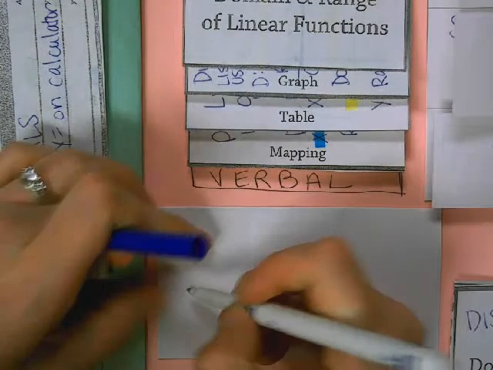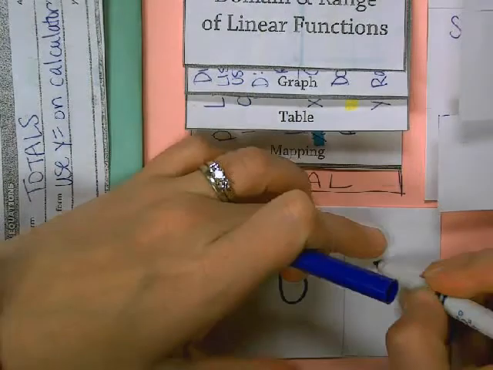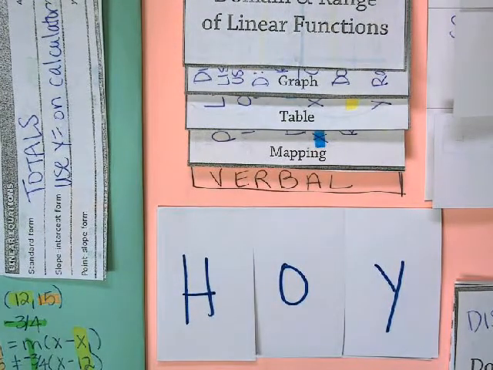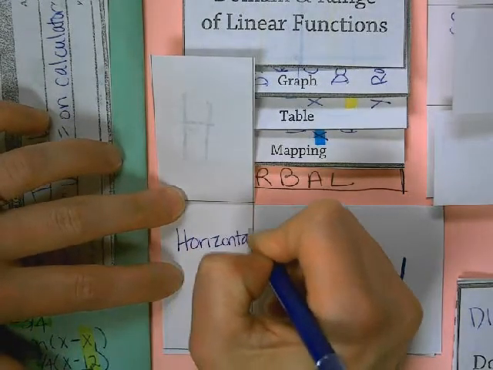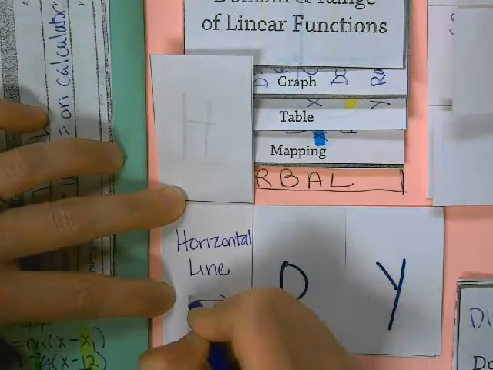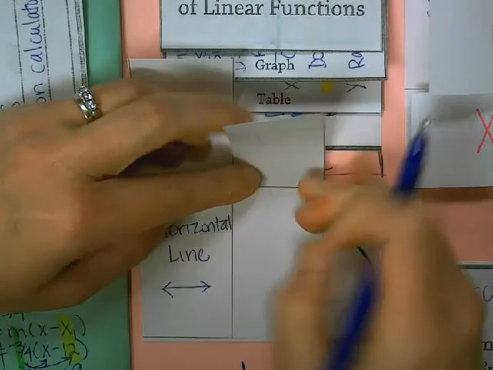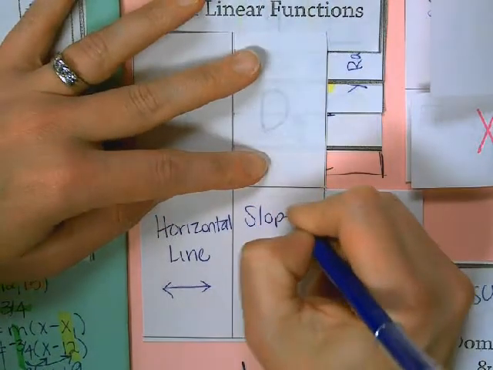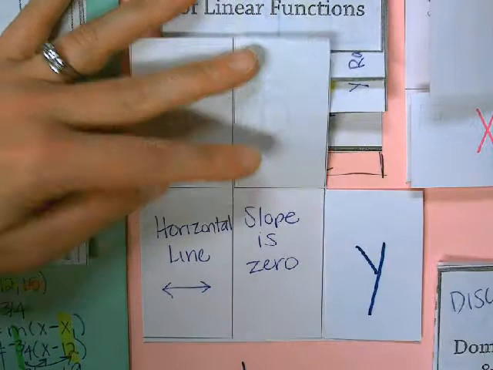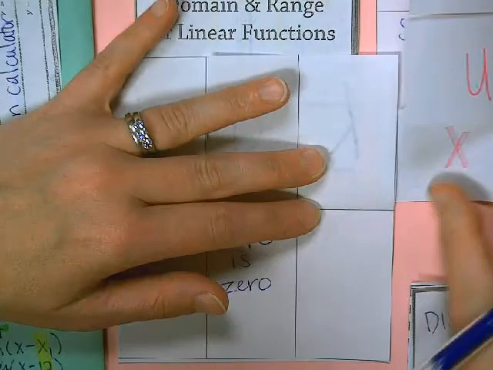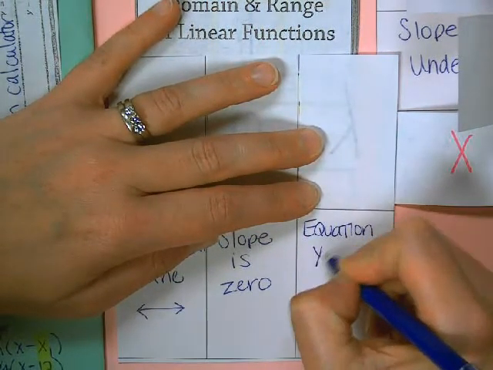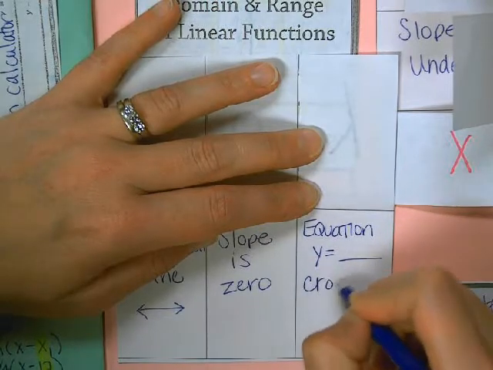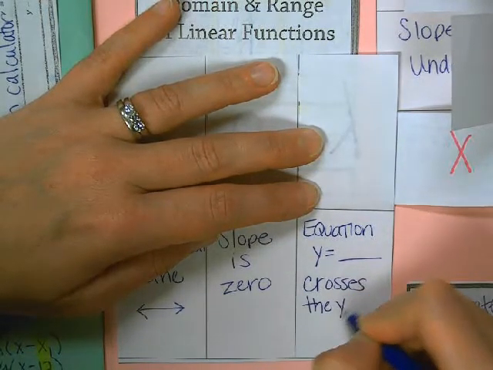We're going to do the same thing for Hoy real quick. So go ahead on the outside and put Hoy, H-O-Y. And for Hoy, the H stands for horizontal line. Remember, that means it goes left and right. That means that the slope is 0. And then the Y stands for the equation is going to be y equals something, and it crosses the y-axis.